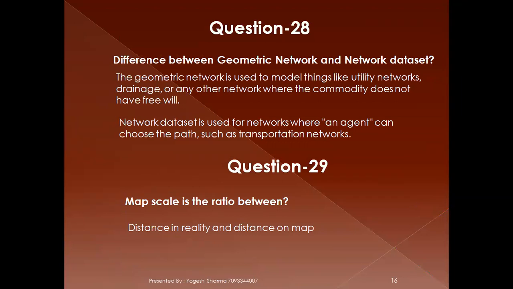Difference between geometric network and network dataset, that is a very important question. The geometric network is what? A geometric network is used to model things like a utility network. Basically, if we are working with any utilities, for each and every utility we use a geometric network. And when we talk about the network dataset, it is something like a transportation network, or for navigation purposes. Whatever network we create for that is called a network dataset.